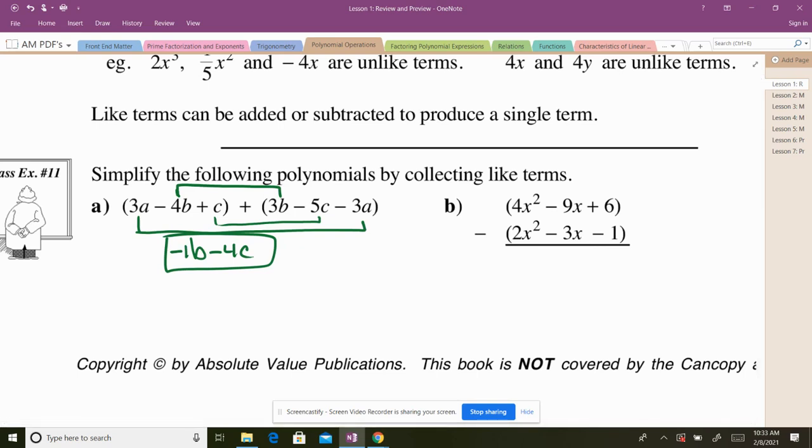All right, next one, subtracting. 4x squared. Now this negative goes to everything in here, right? You remember learning that? So you don't have to do this, but I would usually just write it like this. Rewrite it. Then negative becomes negative 2x squared. What's a negative times a negative? So it becomes plus 3x, and negative times negative 1 becomes plus 1. And then I would combine like terms.